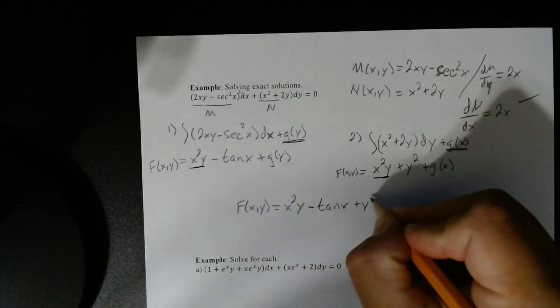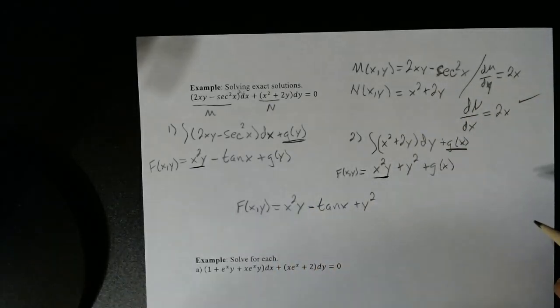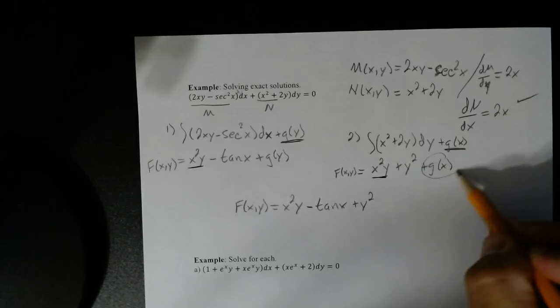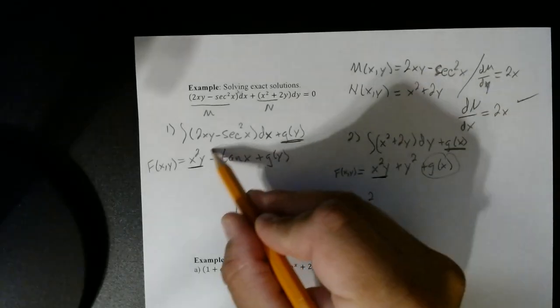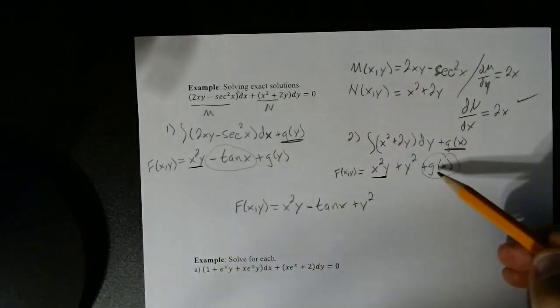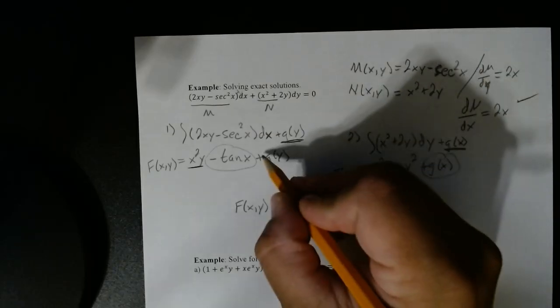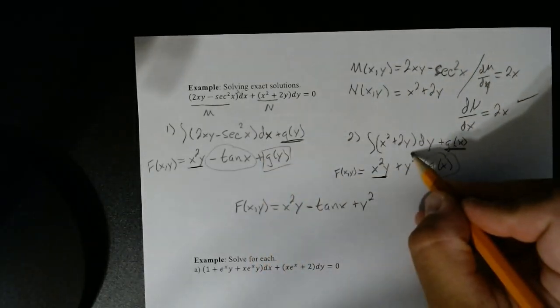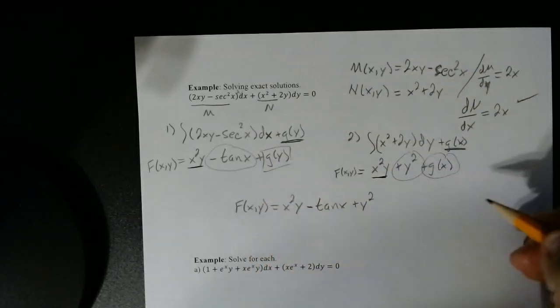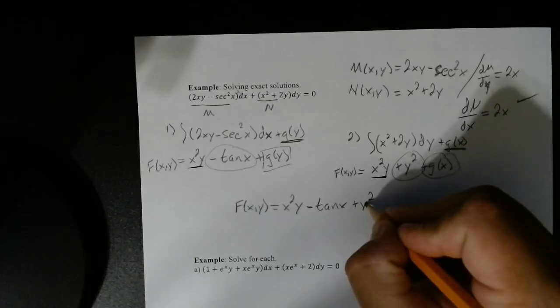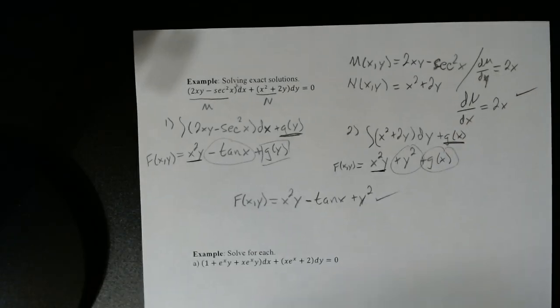plus y squared. Now, if you notice, this is only in terms of x, which is exactly that process there, right? That goes away when I take the derivative. And notice this was only in terms of y, which is right here. So it looks like they follow that same template. So it looks like that's exactly my f function to begin with.